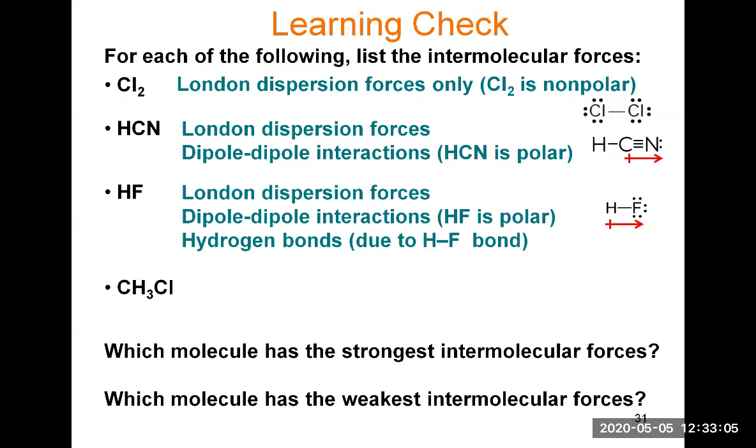So the HF molecules will be experiencing hydrogen bonding between themselves. The hydrogen will be attracted to the fluorine of another molecule, and the fluorines will be attracted to hydrogens of other molecules. So that's the list for HF.